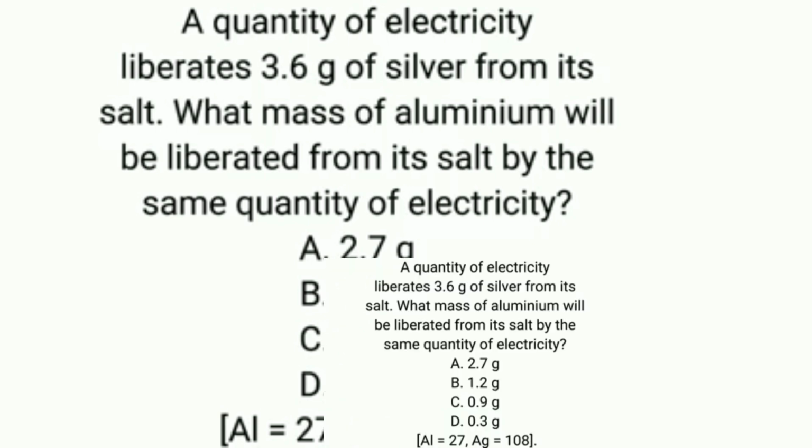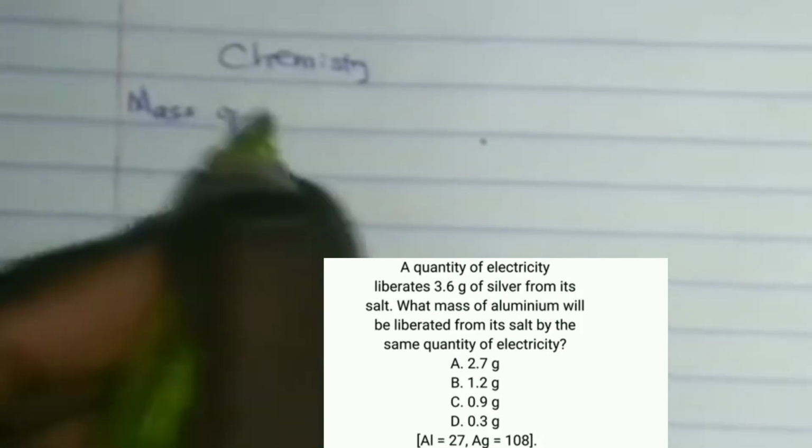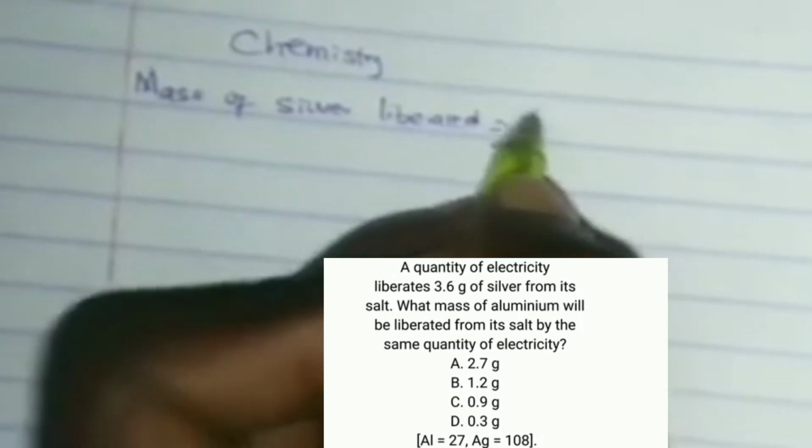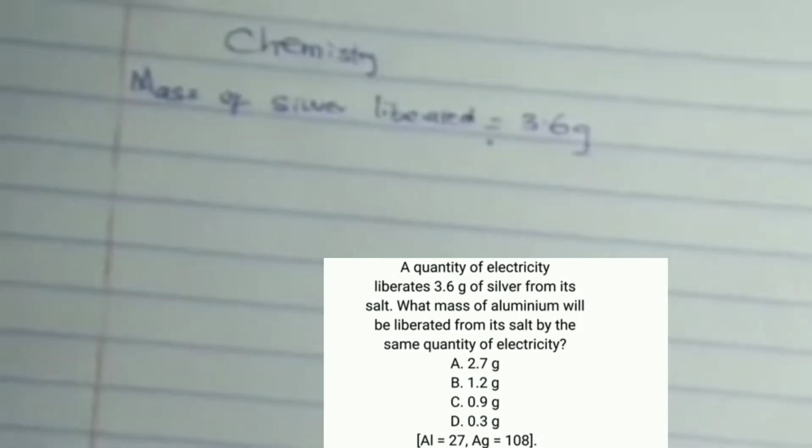Alright, in order to solve this question, let's simply grab our pen and calculator. So we start first by extracting our parameters. We have that a quantity of electricity liberates 3.6 grams of silver. So we'll start with mass of silver liberated. Mass of silver liberated is 3.6 grams.